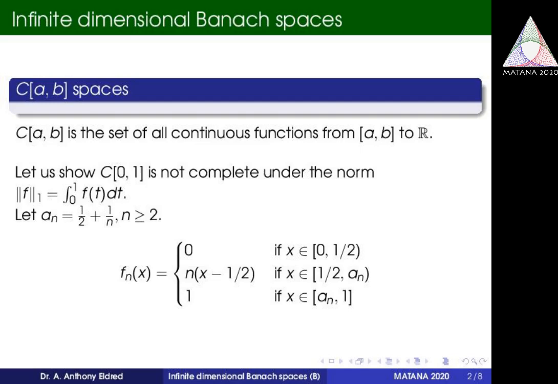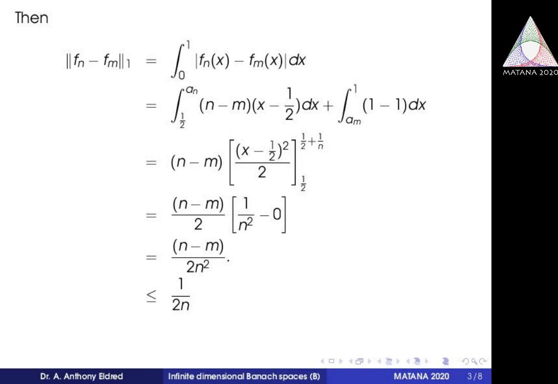Now we try to see whether this sequence is a Cauchy sequence or not. So we are going to calculate the one norm of f_n - f_m. By definition it is equal to the integral from 0 to 1 of modulus of f_n(x) - f_m(x). This integral can be split into 1/2 to a_n and a_n to 1, because we know that in 0 to 1/2 both f_n(x) and f_m(x) are equal to 0.